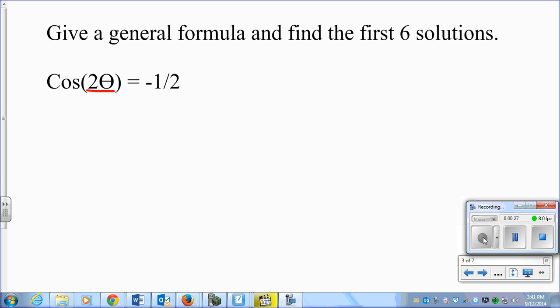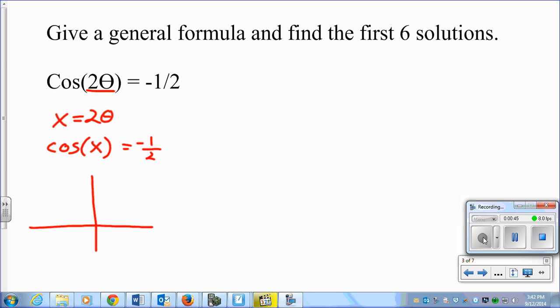Whatever is inside the argument of your trig function, let's just call it x. So we're going to say x is equal to 2 theta. And then we have a new problem that says cosine of x is equal to negative 1/2. We're going to solve this just like we did in the previous lesson. So cosine of x equals negative 1/2.